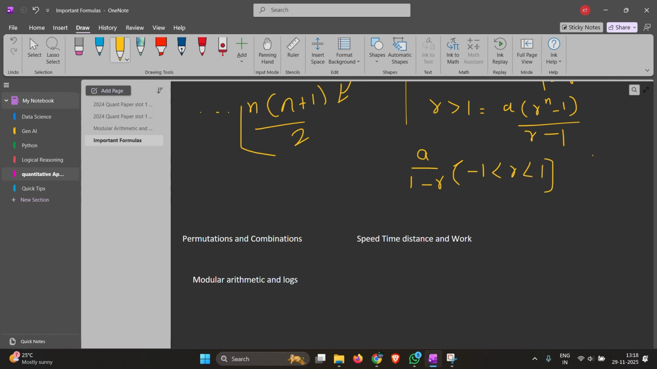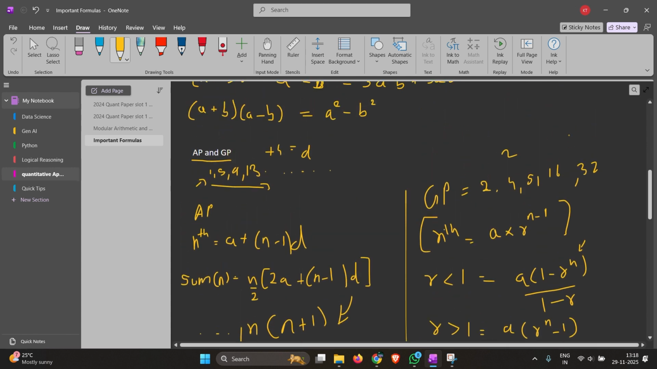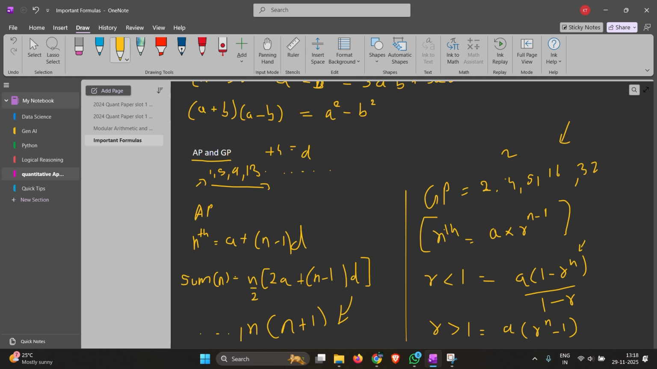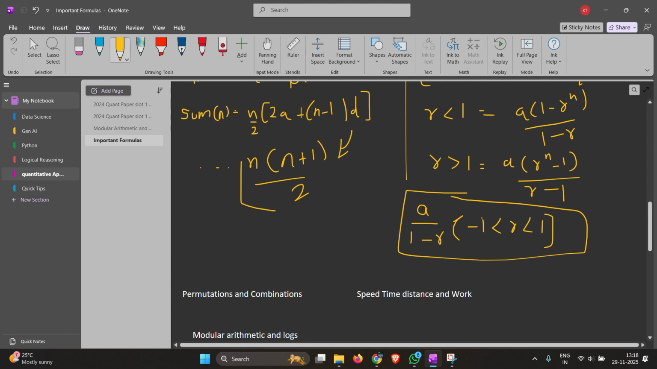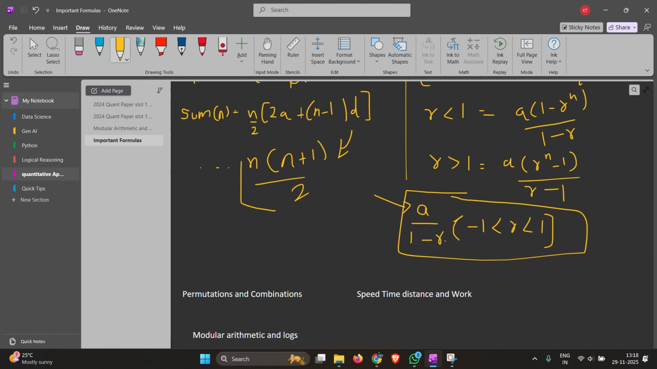If r is greater than 1, then obviously the sum is just infinity, as in this case you can see that if you just keep on adding all these terms, it will not converge, it will just keep on getting bigger and bigger. So the sum of an infinite geometric progression with a ratio greater than 1 would always be infinity. So this can only be found if the geometric progression is converging to a single value, and the sum is this if the common ratio is between minus 1 and 1.